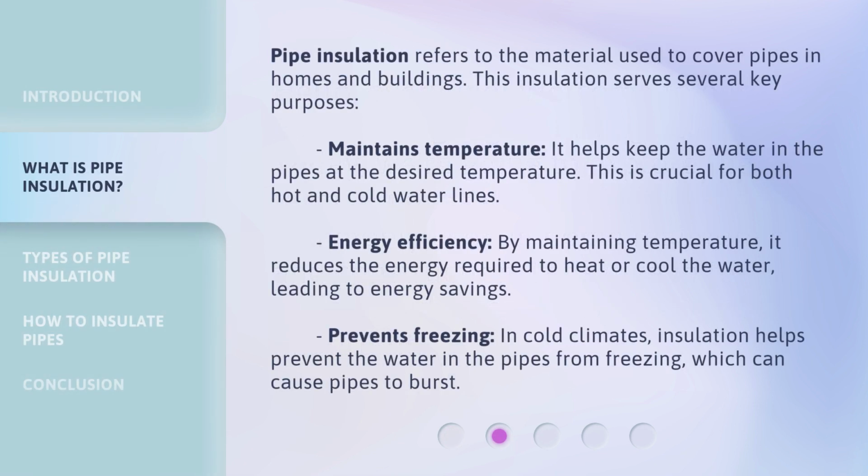Pipe insulation refers to the material used to cover pipes in homes and buildings. This insulation serves several key purposes. Maintains temperature. It helps keep the water in the pipes at the desired temperature. This is crucial for both hot and cold water lines.